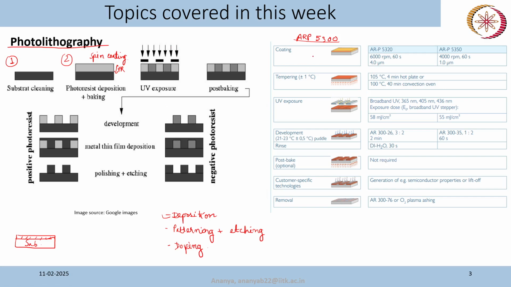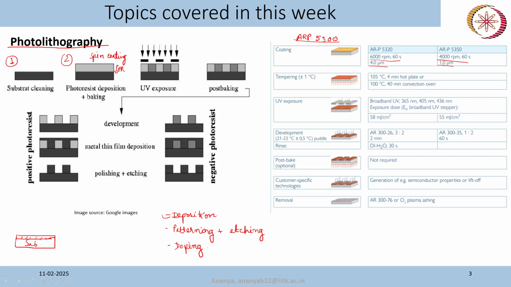In this data sheet you can see that there are two types of photoresist. The information for two types of photoresist is given: ARP 5320 and 5350. If you put some photoresist on your substrate and rotate with this condition, 6000 rpm for 60 seconds, then you will get a 4 micrometer thick photoresist layer on top of your substrate, and this is the information for 5350. Now you can see that thickness is given in micrometers, and it is very important in certain cases, especially if you want to do lift off.